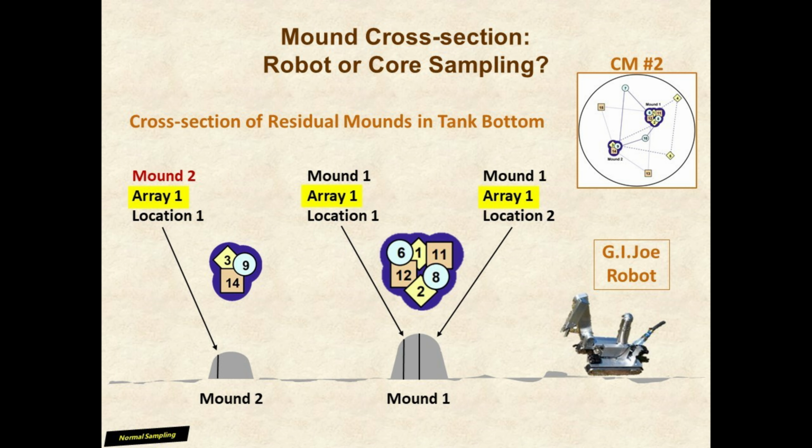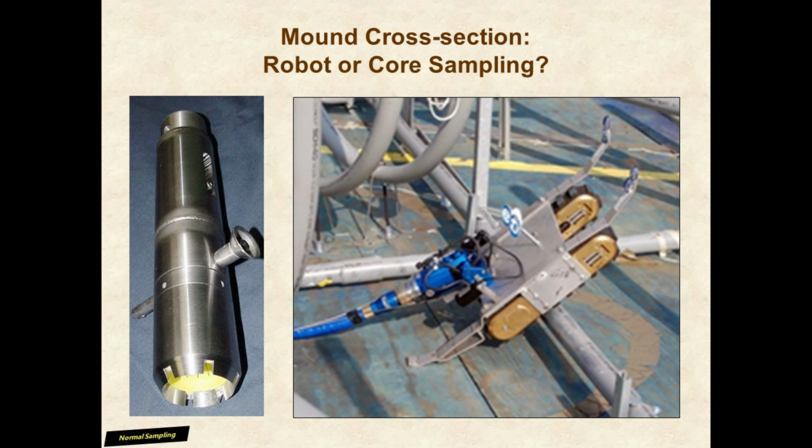In contrast, the robot offers easier sampling if it can access the mound, but is limited on the depth to which it can collect sample material. In the end, the physical access to the mound by the sampling devices could drive the decision on which sampling device to use. Hopefully, future robots will have the capability to collect core samples.